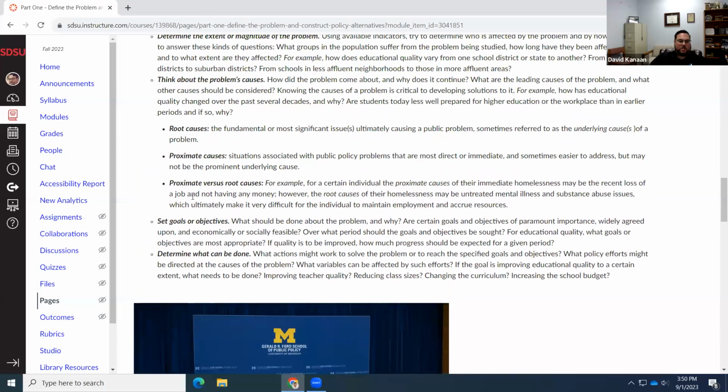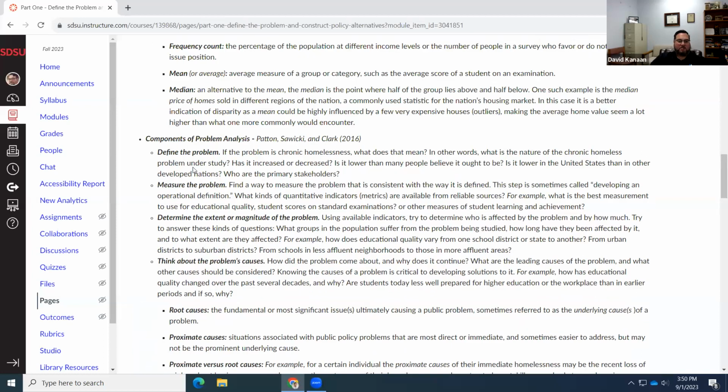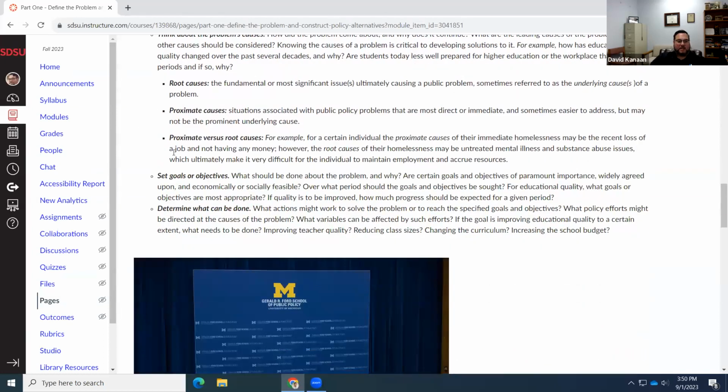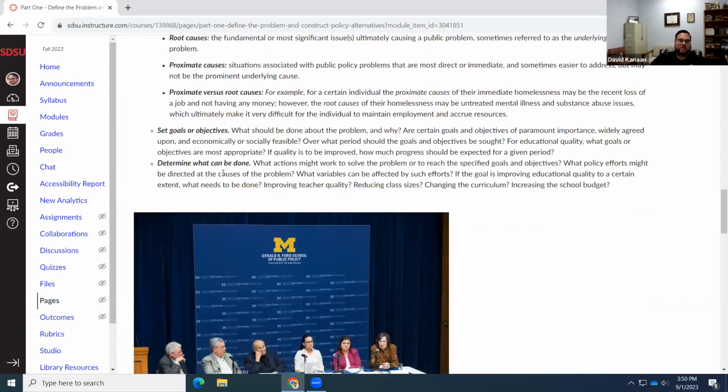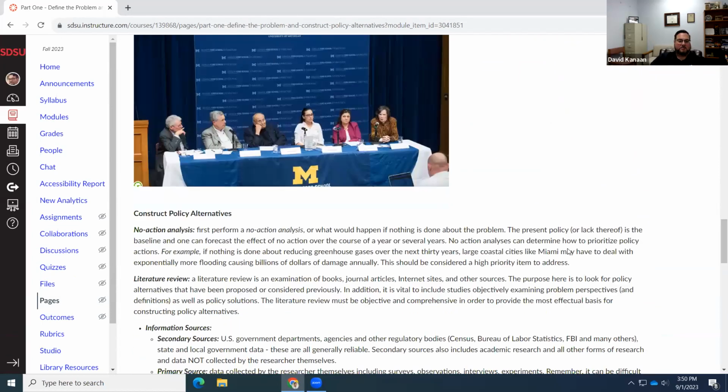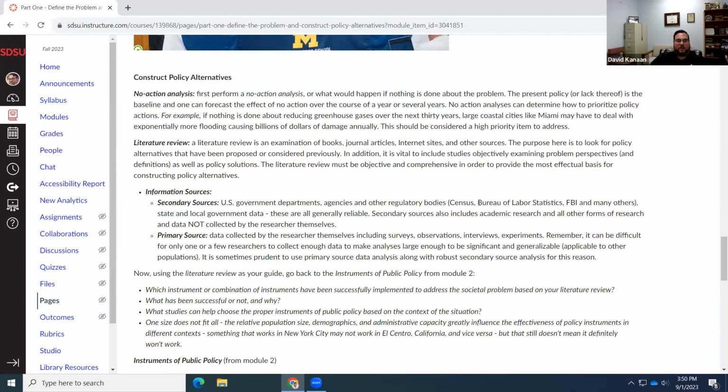Then you have the stage, again we're looking at Patton, Sawicki, and Clark, that is set goals or objectives. So what should be done about the problem? Why? What are the goals, objectives? Usually objectives are a series of things you want to see happen related to a goal. A goal is a little more general than an objective. An objective is a little more specific. And then determine what can be done. After we look at that, we look at construct policy alternatives.